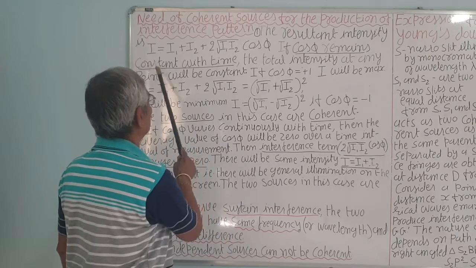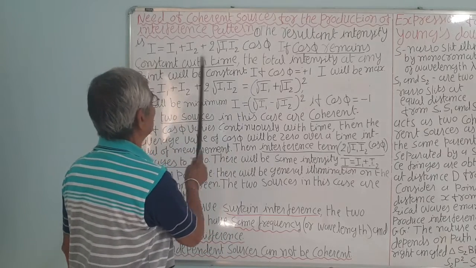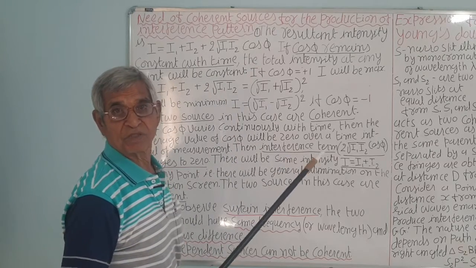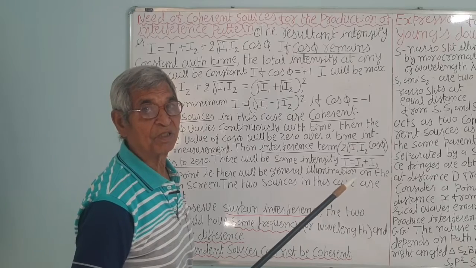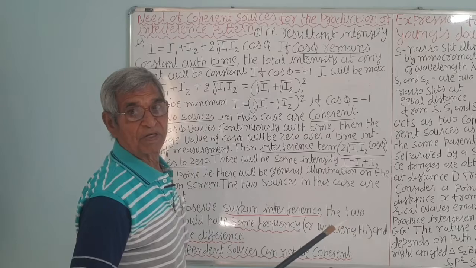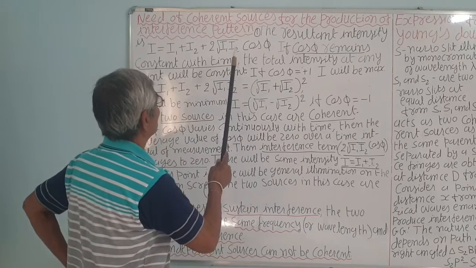Let us see again what happens if we do not use coherent sources. Suppose we use incoherent sources, you won't get the pattern. So for stable interference, we need coherent sources.